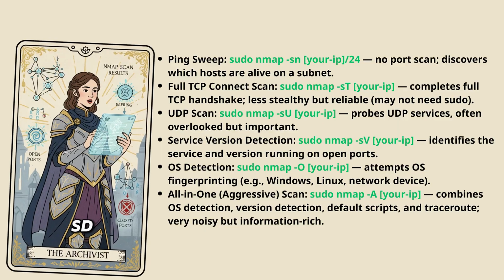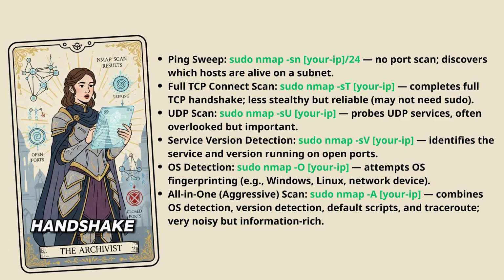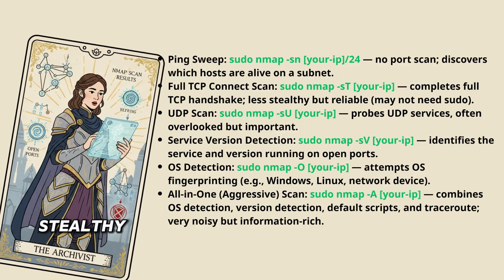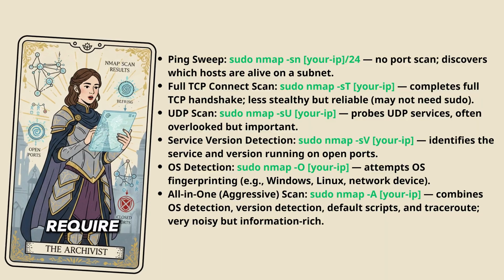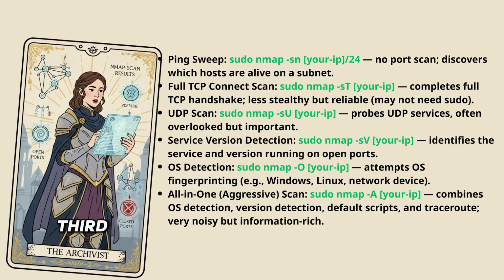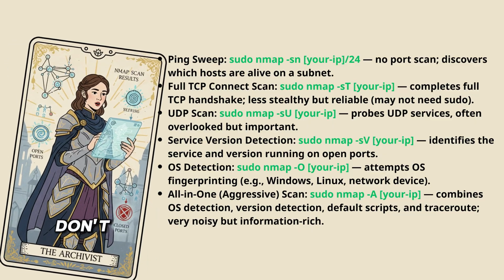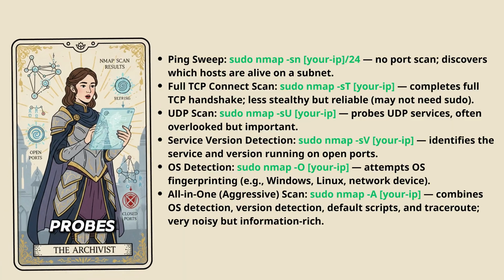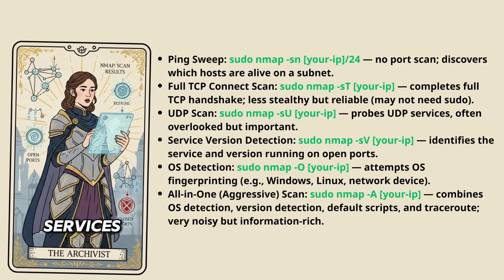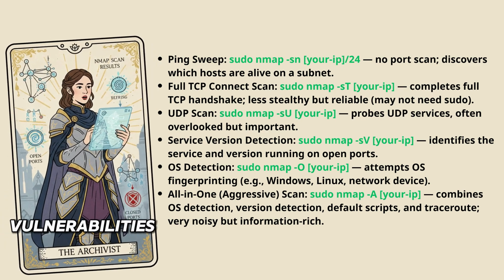Second, the full TCP connect scan. sudo nmap -sT your IP. The -sT scan completes the full TCP handshake. It's less stealthy than our -sS scan, but it's more reliable and doesn't always require sudo. Third, the UDP scan. sudo nmap -sU your IP, don't forget UDP. The -sU flag specifically probes for open UDP services, which are often overlooked but can have major vulnerabilities.